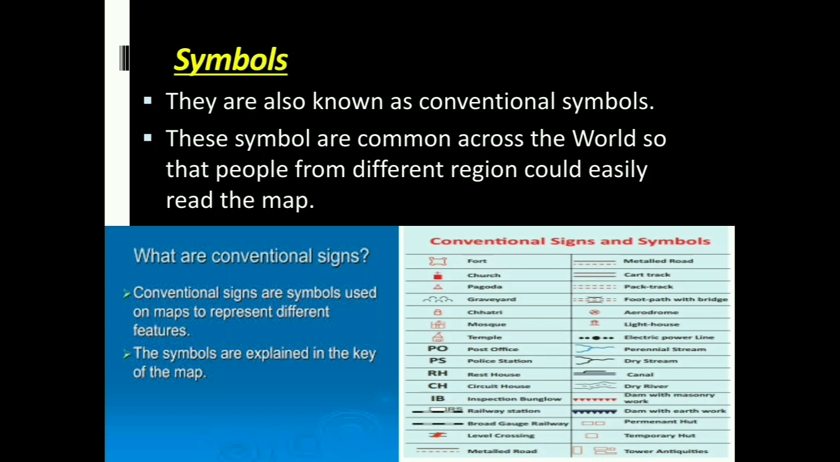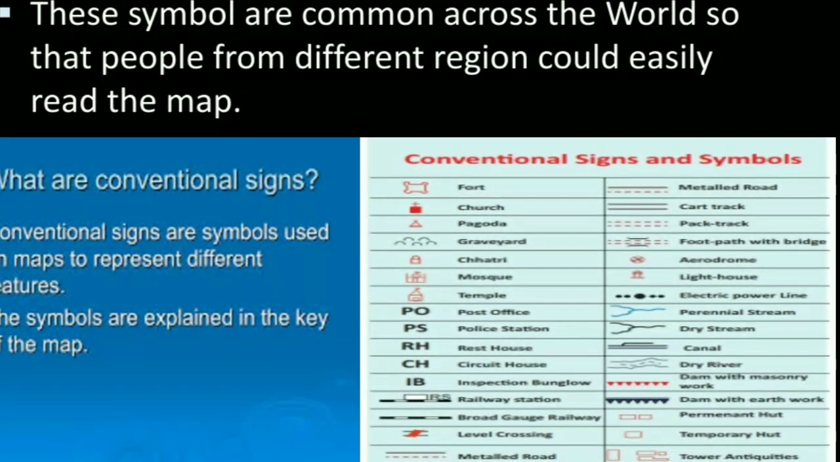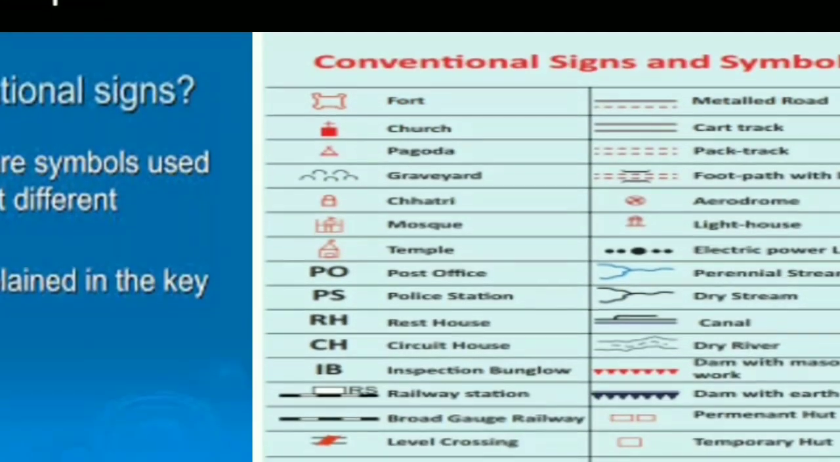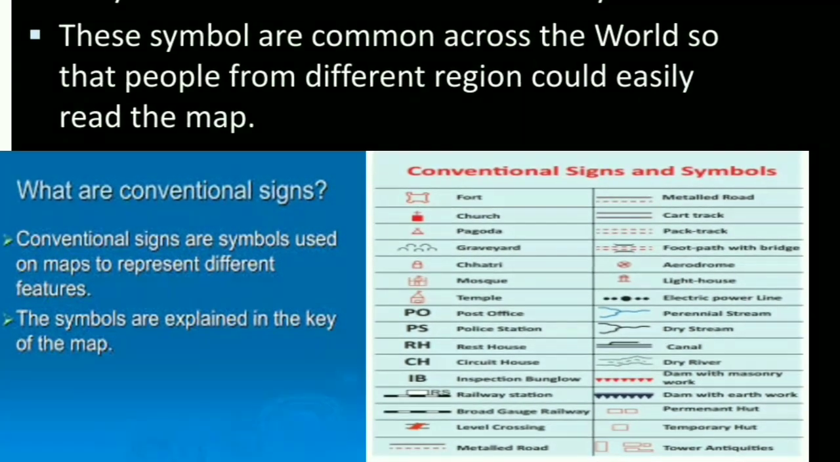These symbols do not depict size, but they indicate the presence of features at a place. For example, the presence of a temple symbol on the map will not relate the size. A small temple or a big temple will have the same symbol. Similarly, trees are not indicative of the number of trees on the ground.